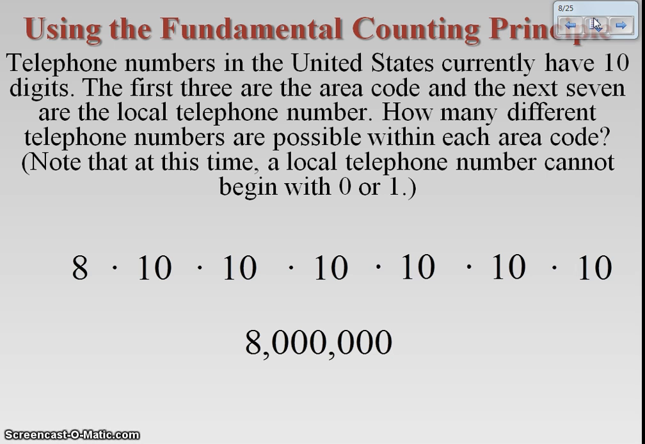Now, I will also say that that's not entirely correct, simply because there is one possibility that we're leaving out. Along with no 0 or 1 right here, you also cannot start out a phone number 911. So you figure out how many possibilities that would take away and see if you can do that on your own.